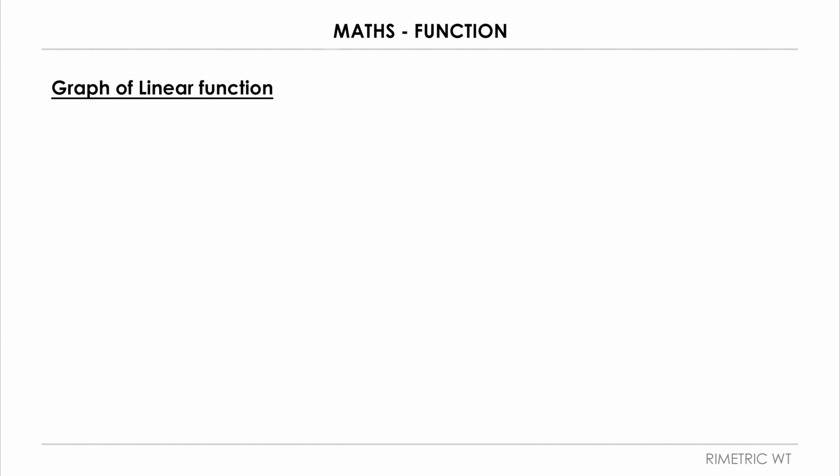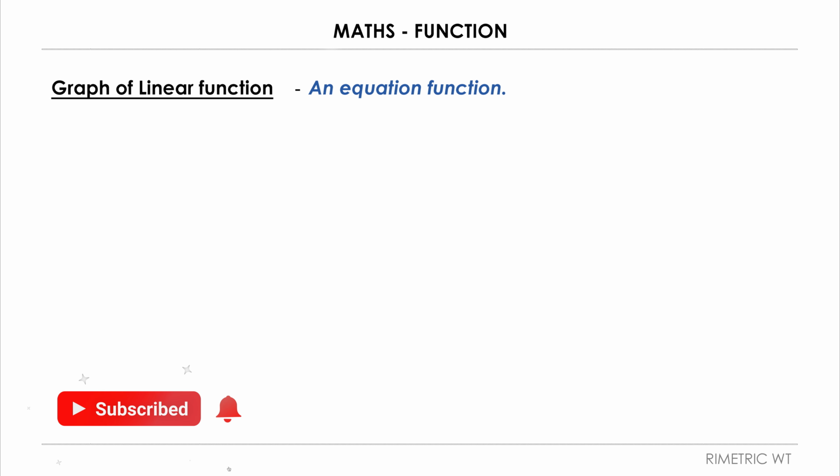The graph of a linear equation function is always a straight line, whereas the graph of a linear inequality function will be the shaded area below or above the straight line. Let's see an example of a linear equation function. Here, we have a linear function y equals 2x plus 3.